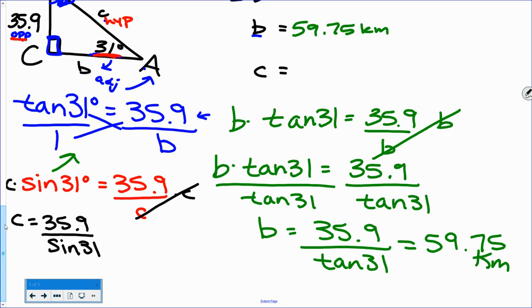But side length C, I had written down as 69.70 kilometers.